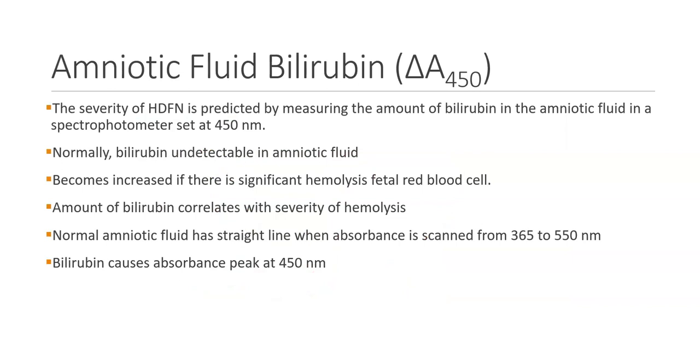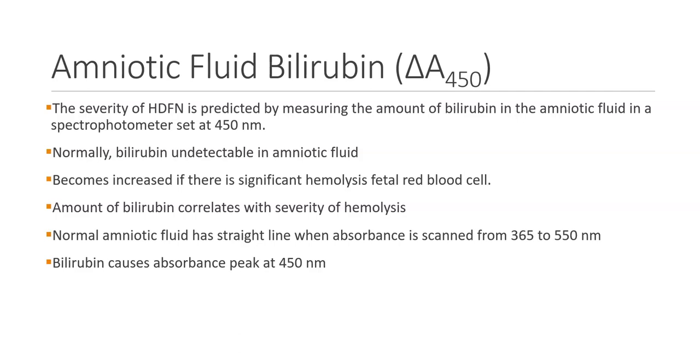Determination of the severity of the HDFN is predicted by measuring the amount of bilirubin in the amniotic fluid in a spectrophotometer set at 450 nanometers. Normally, bilirubin is undetectable in amniotic fluid. It becomes increased if there is significant hemolysis of the fetal red blood cells. The amount of bilirubin present correlates very well with the severity of hemolysis.